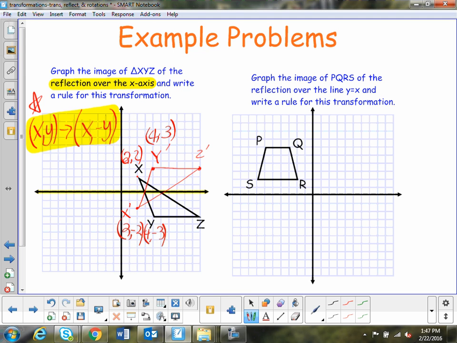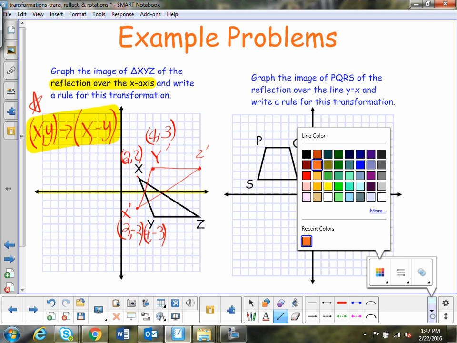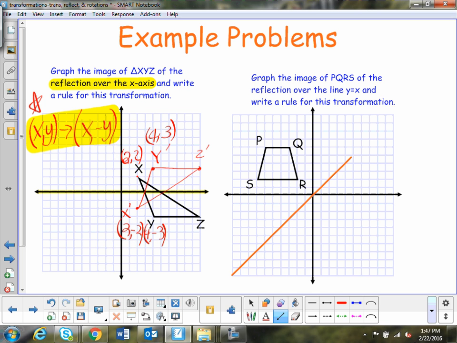Alright, let's get that one over there. Graph the image of EQRS over the line y equals x. So see, this is not a simple x-axis, y-axis now. It's over the line y equals x. You all even remember what that line looks like? Diagonal, right? So draw that. There's your line of reflection right there. Okay, so draw your line, maybe another color or whatever you want to do.